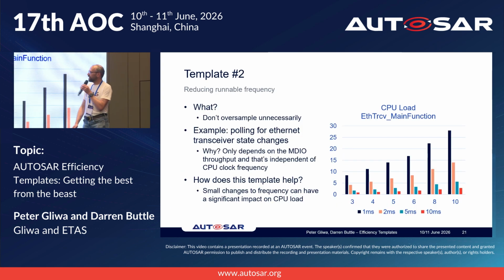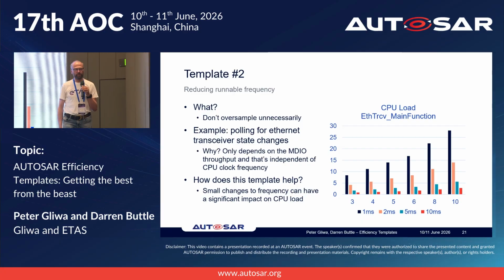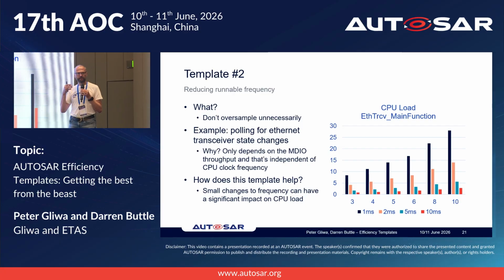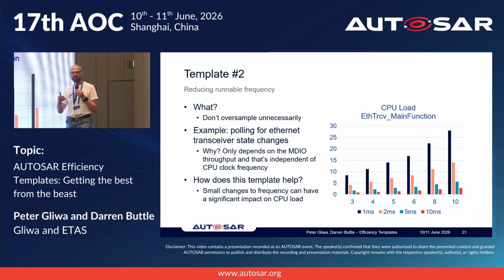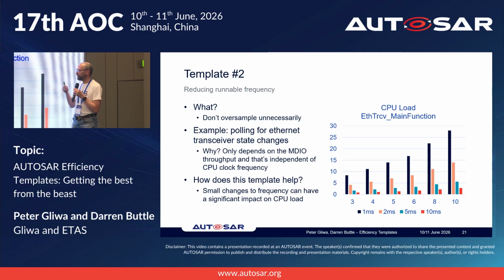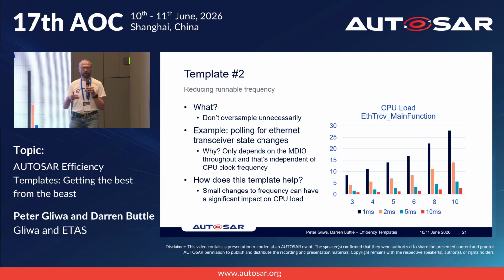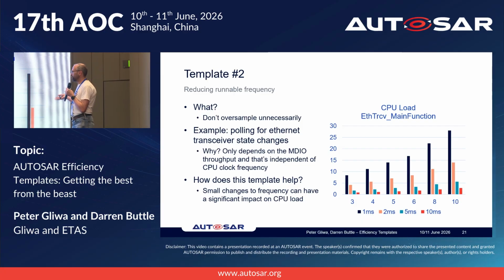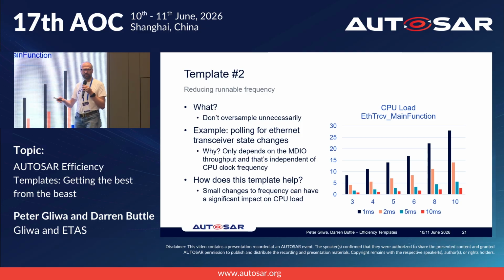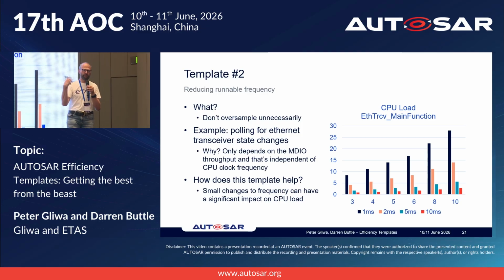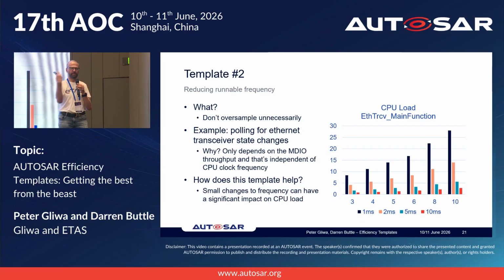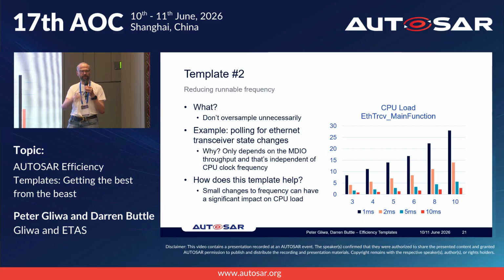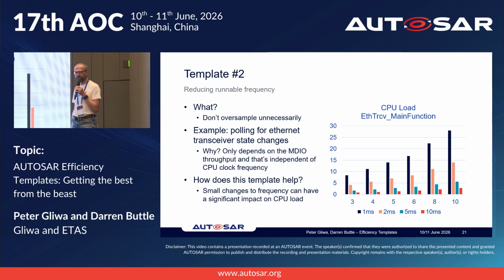Right, next. Reduce runnable frequency. This is something that is not necessarily an AutoSAR aspect, but it's really valuable to think about in terms of how you're engineering the system. And the rule is: do not oversample unnecessarily in your software. Here's an example of polling for Ethernet transceiver state changes. If you've got an Ethernet transceiver, you need to work out when it's changing state, going to bus off, and this kind of thing. So you've basically got to poll the Ethernet transceiver as the normal way of interacting with the hardware.